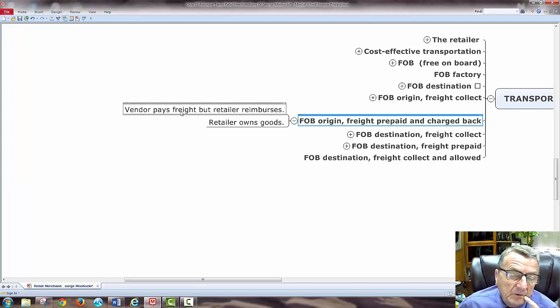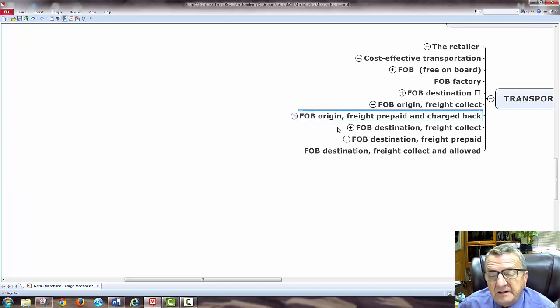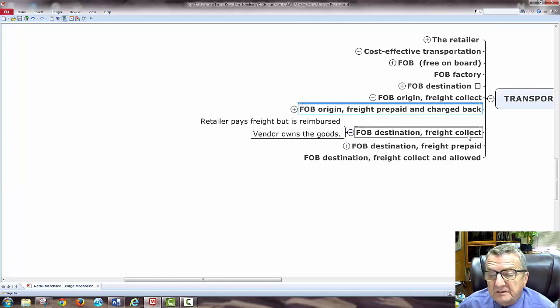Vendor pays freight, but retailer reimburses. Retail owns the good. So now I know who pays for the freight, and who owns the good until I take possession. Okay, and there's another one, freight collected, destination freight, retailer.